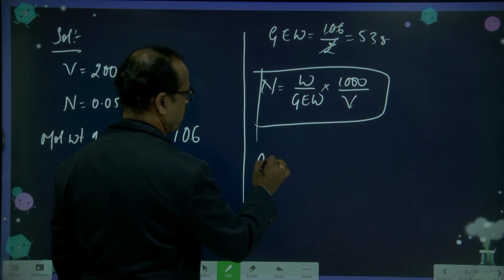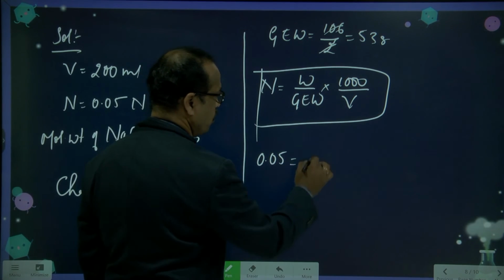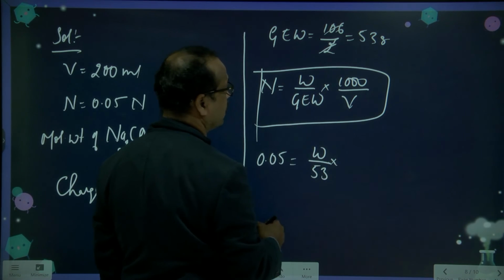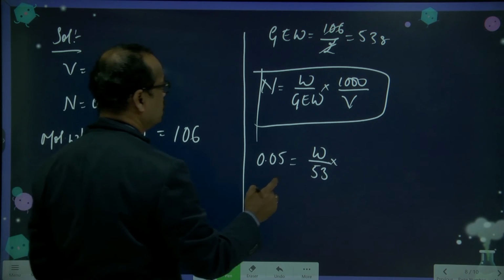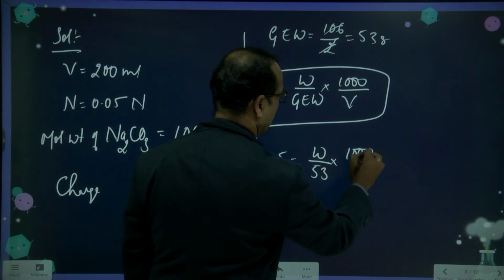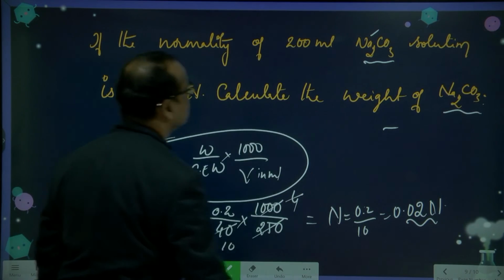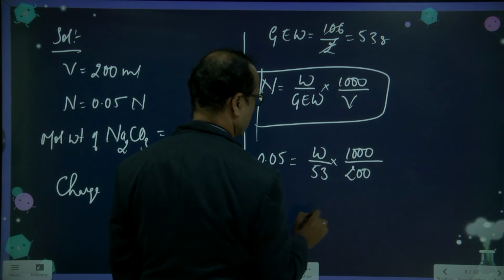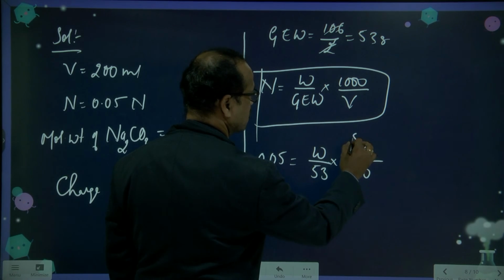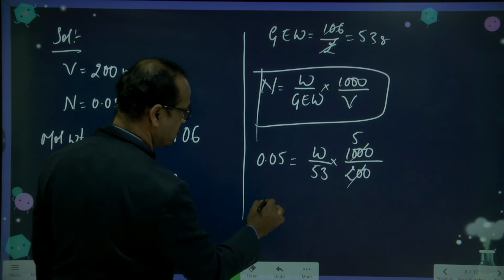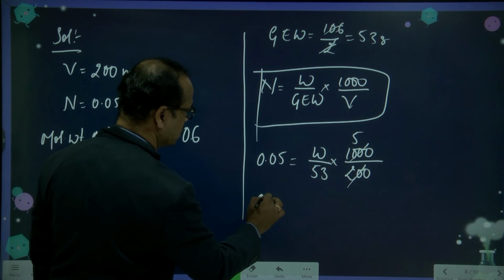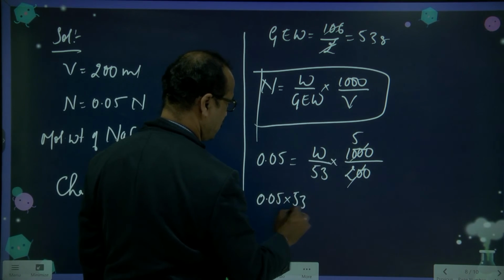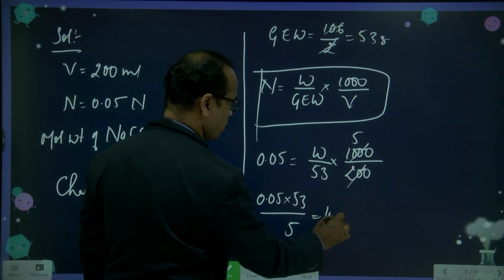So write here 0.05 is equal to weight, which we don't know, by gram equivalent weight we know, that is 53, into 1000 by volume, and volume given in the problem is 200 ml. So 200 ones are 200. Now you are left with 5 by 53. Bring this side: 0.05, numerator 5, denominator 53. So it becomes 53 by 5 is equal to weight. Yes or no?